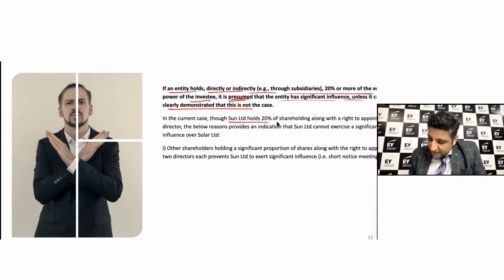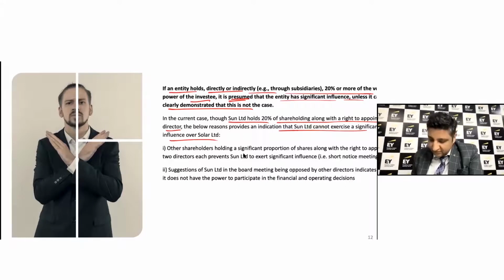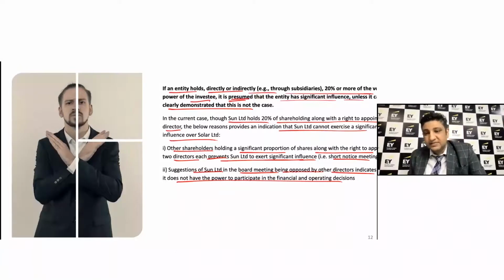Of course, even though Sun Limited holds 20% along with the right to appoint the director, it appears that Sun Limited cannot exercise it, for reasons. For example, other shareholders carry a significant portion of the shares, and they prevent Sun Limited from exerting that significant influence because they are conducting meetings at short notice. Okay. Similarly, suggestions by the representation of Sun Limited in the board meetings are not accepted. Rather, they're being opposed by the other directors.